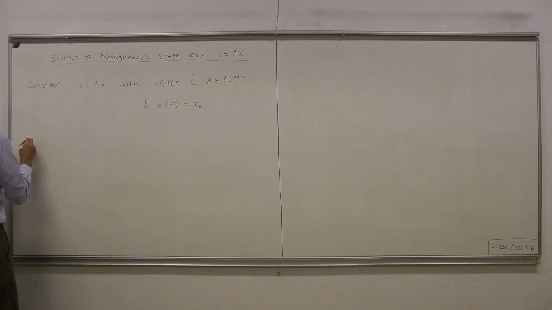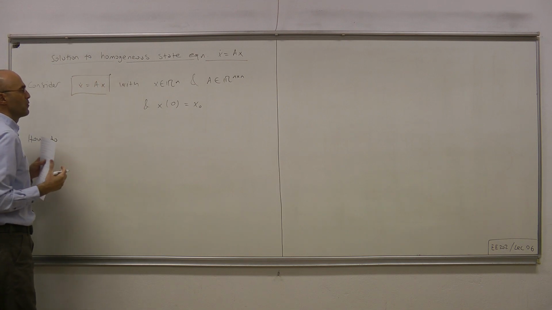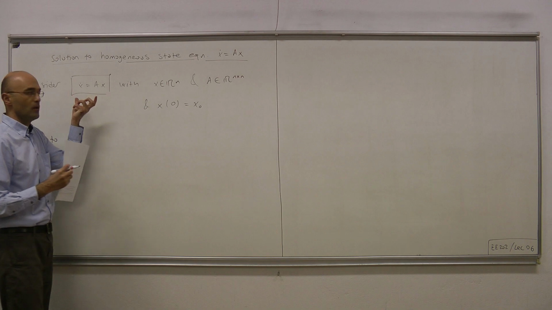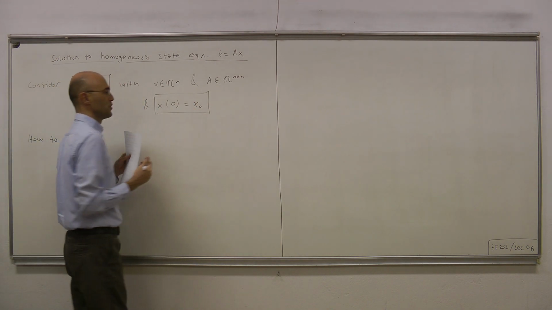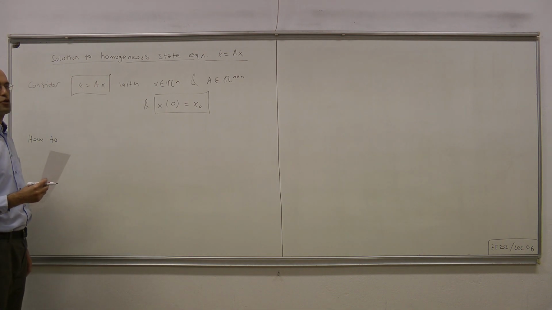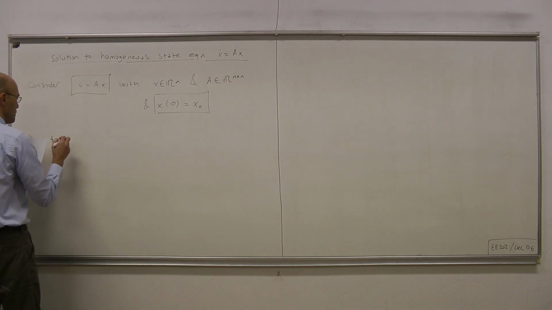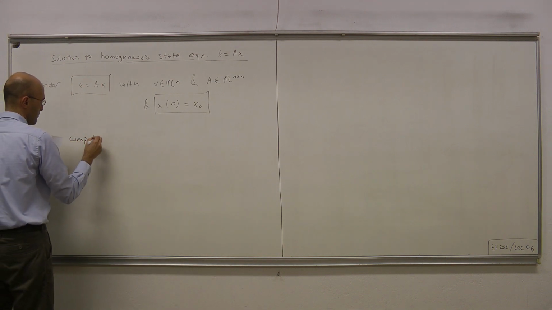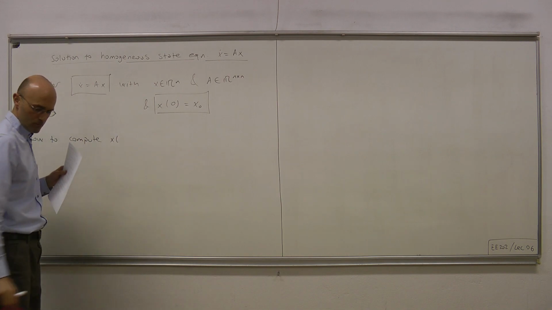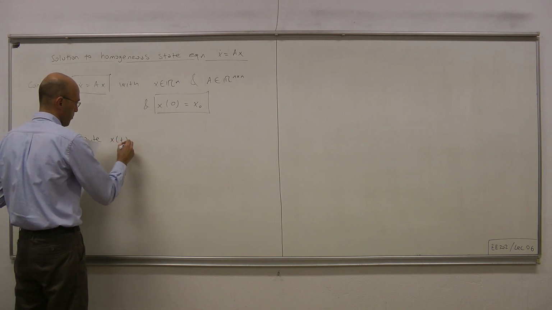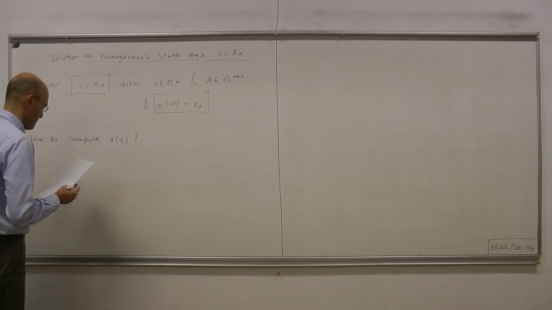Now the question is, supposing that we have the model, the formulation of the circuit, and all the initial conditions available, how do we obtain the solution for future time, t greater than or equal to 0? How to compute x of t? So we'll talk about this question.